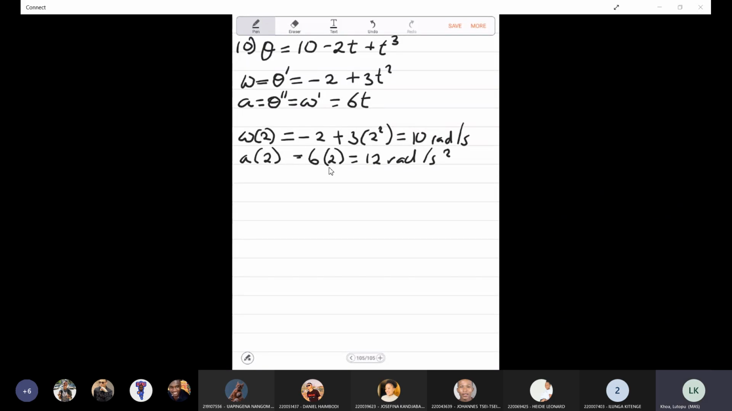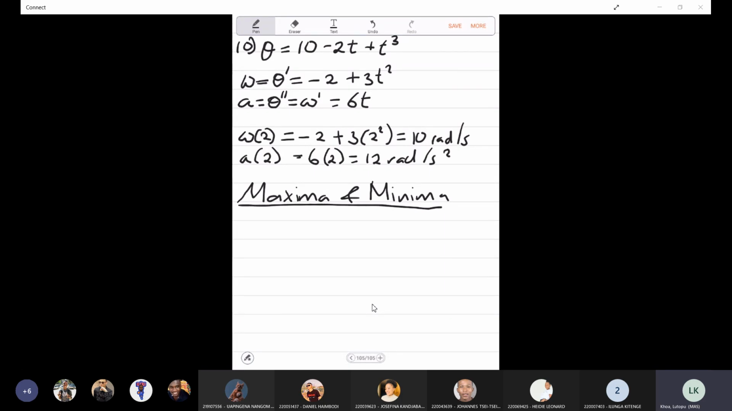Then the last section of this chapter 1 on differentiation is maxima and minima, which is also an application of differentiation. So we start with an example.